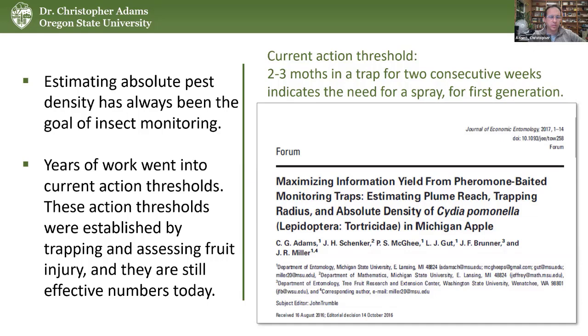In fact, the research in this paper that I'm showing here shows how to estimate populations using trapping. The predictions and the calculations based on that agree and are in perfect alignment with the Jay Bruner recommendations that we currently still use.